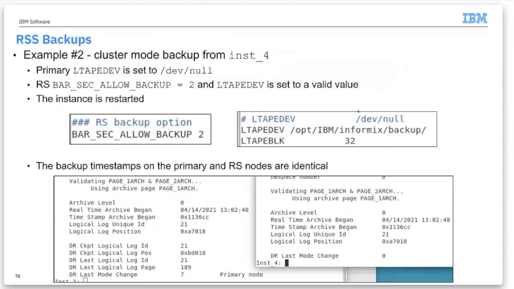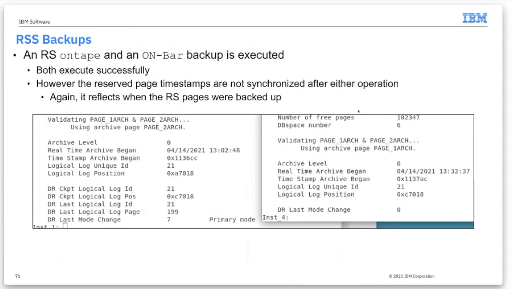Let's look at the implications on cluster mode. On the primary, I change LTAPEDEV now to /dev/null. I set BAR_SECALLOW_BACKUP to 2 and LTAPEDEV to a valid value on instance 4, and I restart instance 4. I check my timestamps for backups on both the primary and the RS secondary, and you can see that they're the same at about 2 minutes after 1 in the afternoon. I do both an on-tape and an onbar backup. Both of them execute successfully.